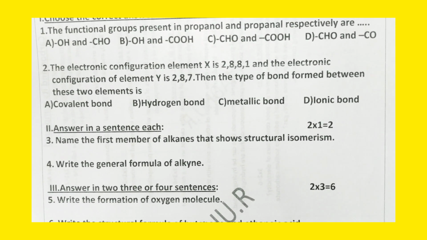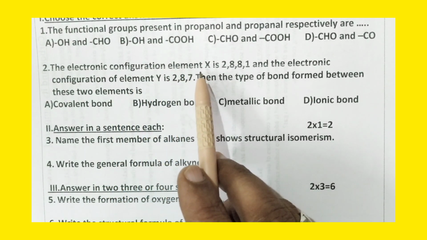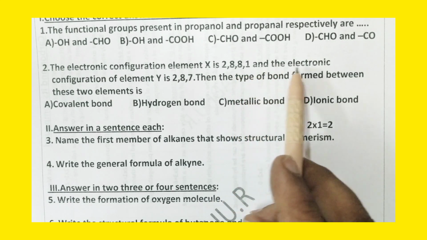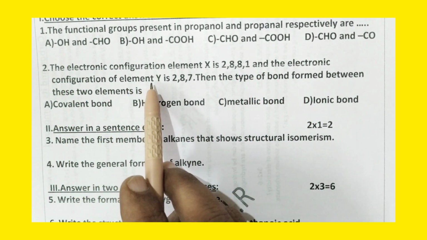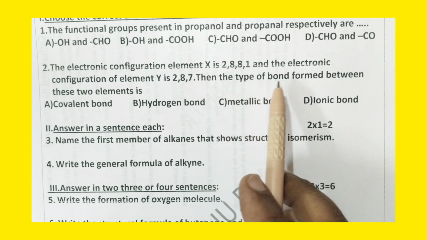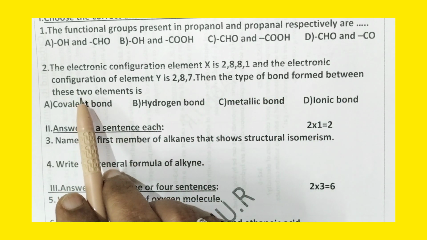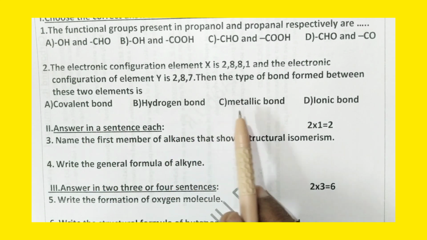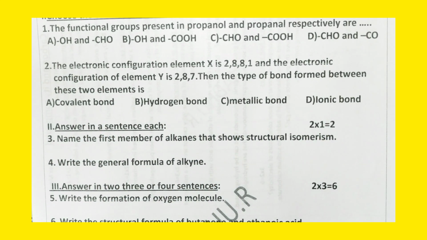Now let us move to the second question. The electronic configuration of element X is 2, 8, 8, 1 and the electronic configuration of element Y is 2, 8, 7. The type of bond formed between these two elements is: covalent bond, hydrogen bond, metallic bond or ionic bond.